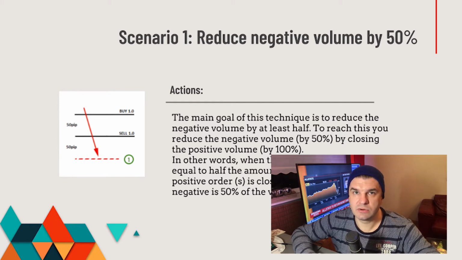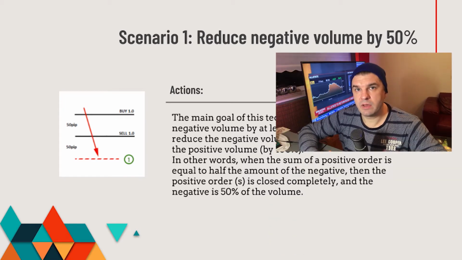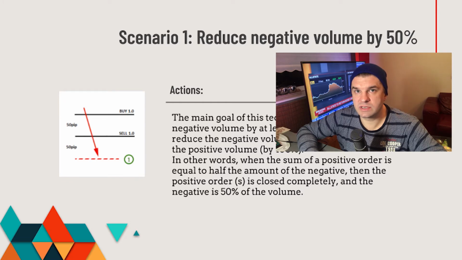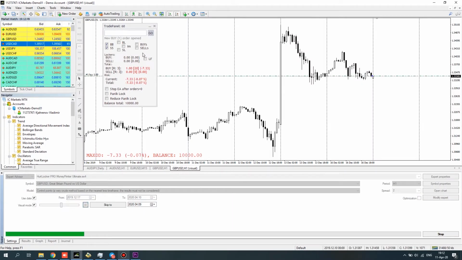To reach this, you reduce the negative volume by 50% by closing the positive volume by 100%. In other words, the volume of the positive order is equal to half of the volume of the negative. Then the positive order is closed completely, and the negative is closed by 50% of the volume. The initial volume of each locked order must exceed the minimum lot of 0.01, otherwise it will be impossible to reduce the volume by 50%. There are many situations on markets to use simple and complex reduction of locked positions.